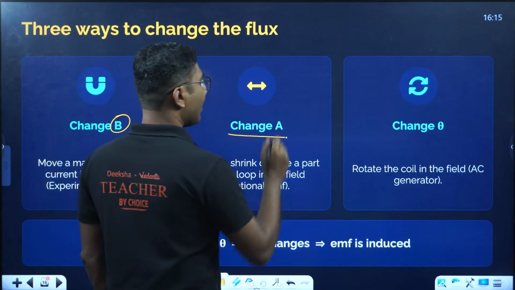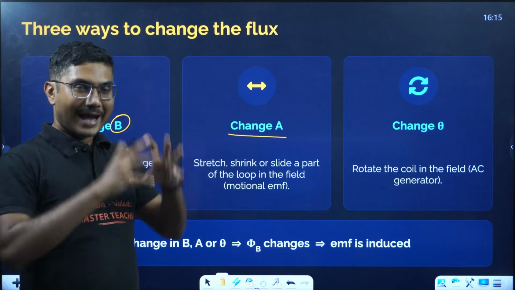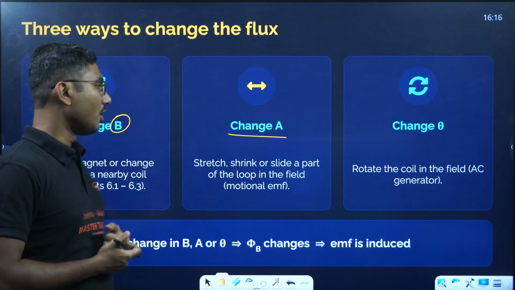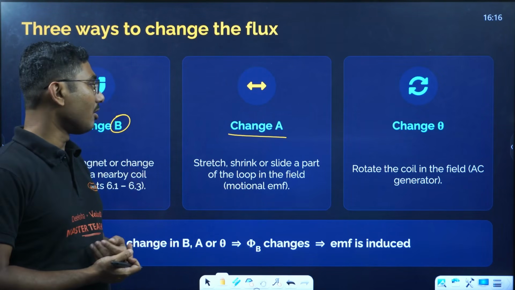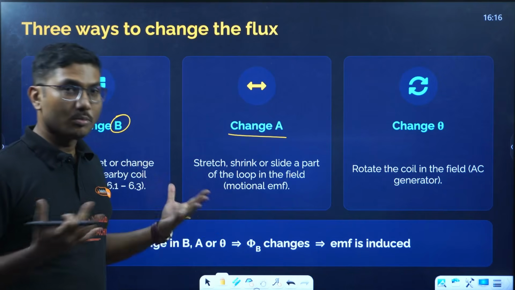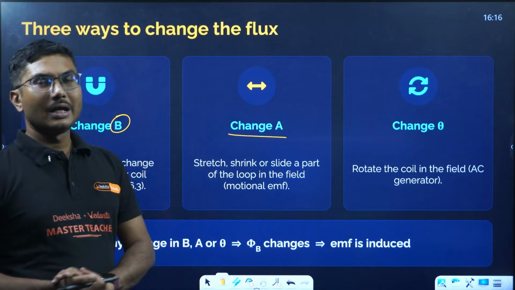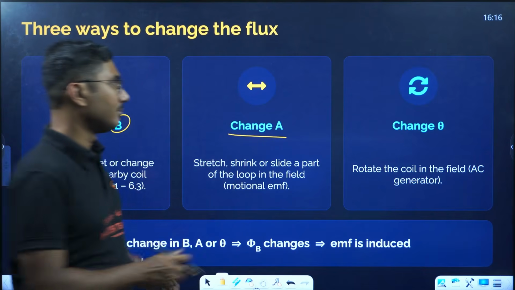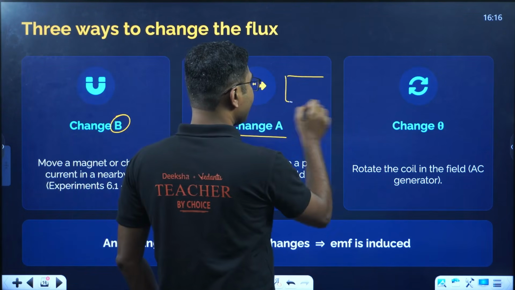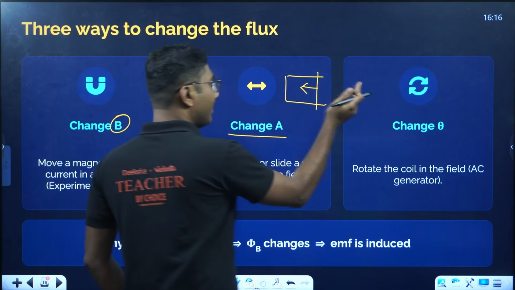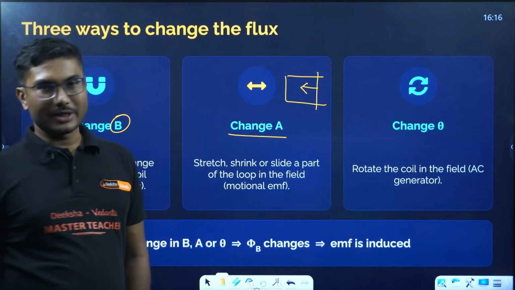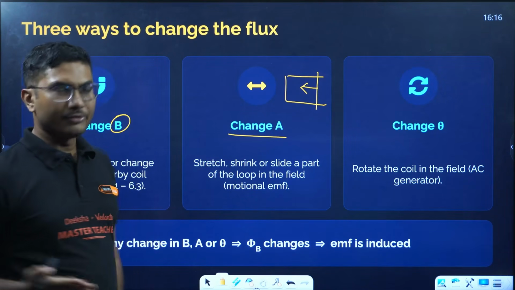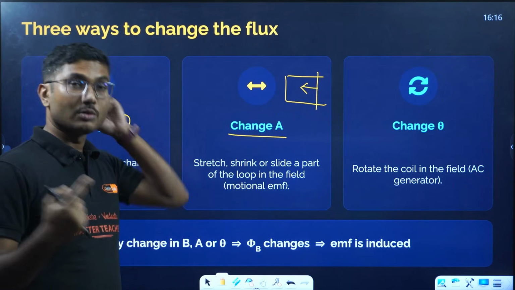Change area. If you can dynamically change the area, stretch, shrink, or slide a part of the loop in the field, this is called motional EMF. This is slightly tricky to achieve. For example, we will do that derivation. We are sliding a rail along a path. So that is also possible to induce current, but that is very tricky. Generally we do not do that, but it is also possible.